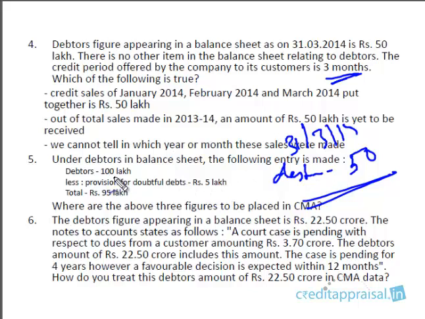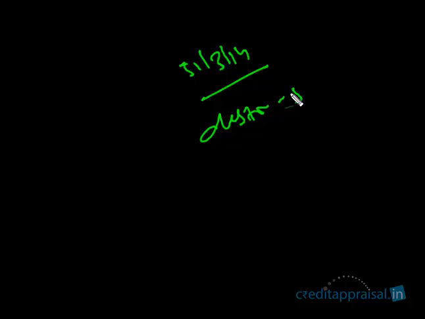So one of the options is asking, the credit sales of Jan, Feb, March put together is 50 lakhs. Or out of the total sales made in this financial year 2013-14, an amount of 50 lakhs is yet to be received. The third option is, you cannot tell in which year or month these sales were made. So see here, as on 31/3/2014, the debtors figure appearing in the balance sheet is 50 lakhs.